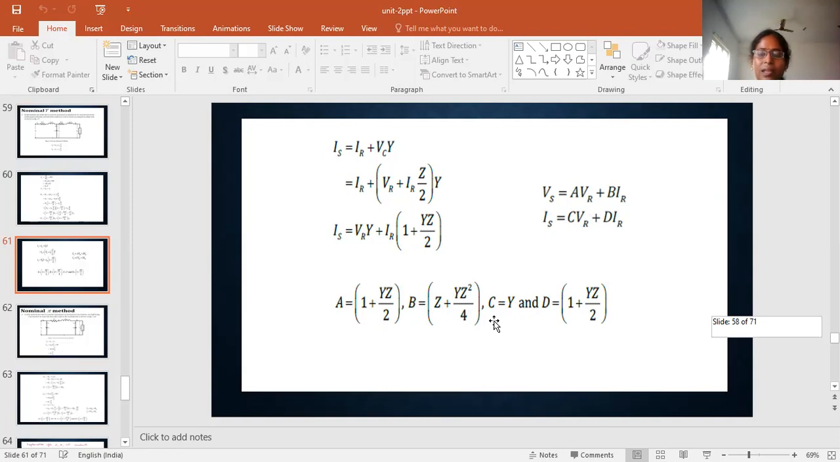Okay, and then that ABCD parameter satisfies this equation, only two conditions are there. Okay, the two conditions are, first one is A equal to D. A equal to D satisfied here. A is nothing but 1 plus YZ by 2 and the same value we can get for D also. D equal to 1 plus YZ by 2. So A equal to D, condition satisfied. And next condition, AD minus BC equal to 1.